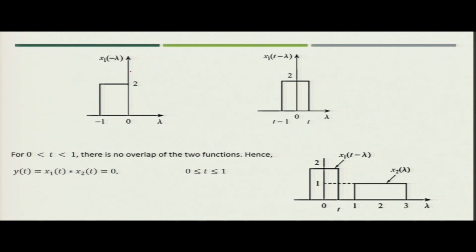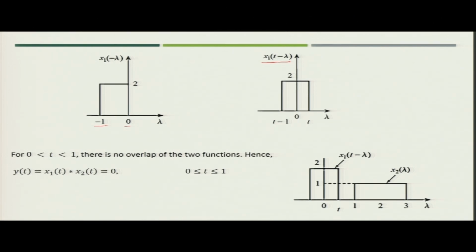Now it will become x1(minus lambda), taking lambda as the axis. So, now instead of having the shape like this, it has become the mirror image. Now the shape is like this, and then we will shift the function by t. If you shift it by t, it will shift along the lambda axis, and it will now range between t minus 1 to t. So instead of minus 1 to 0, which was there in the mirror image, it now has the range between t minus 1 to t.